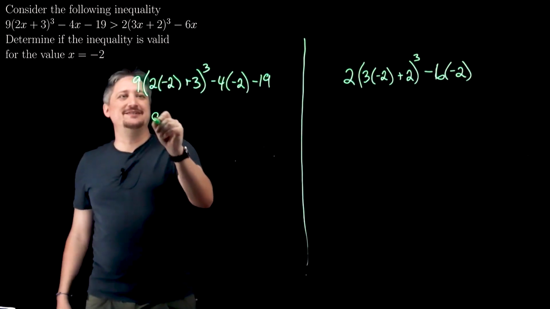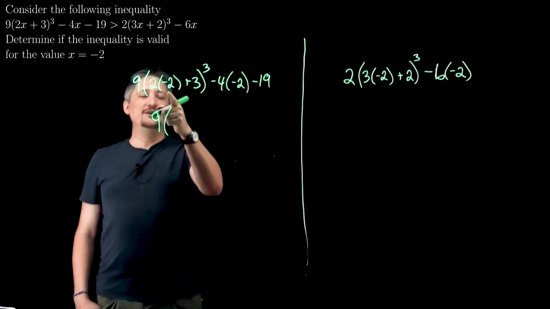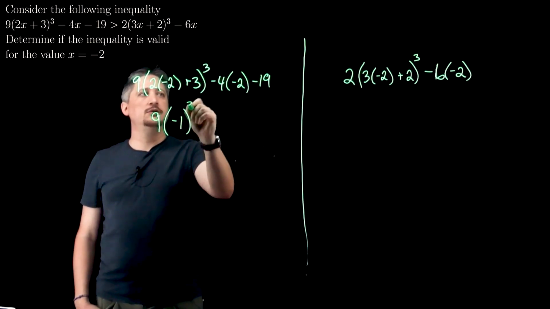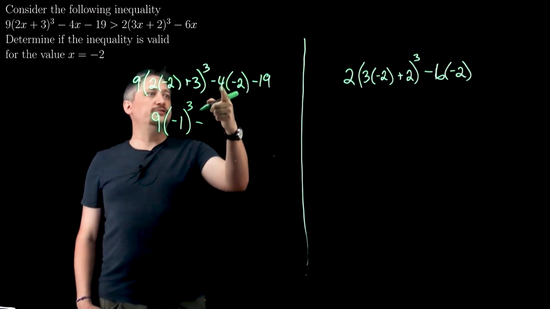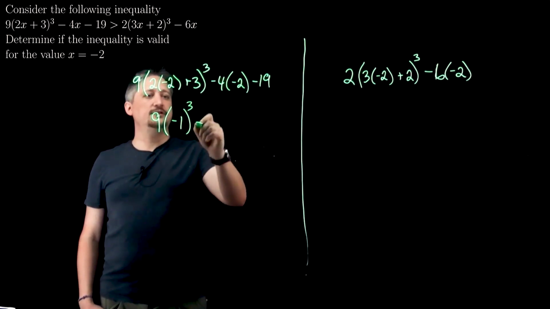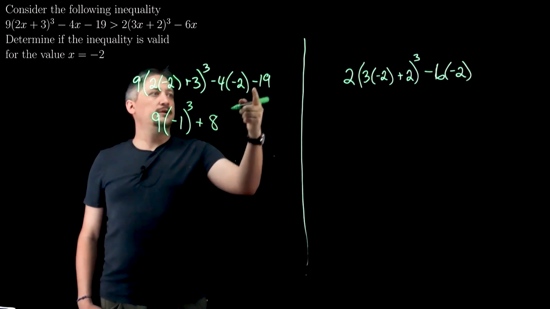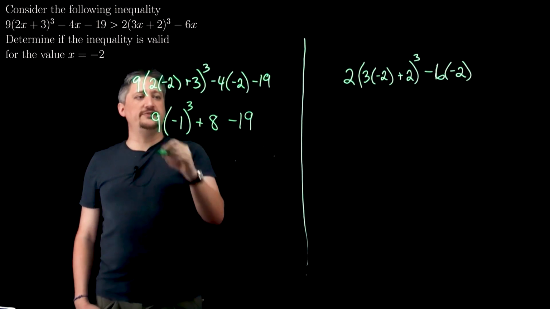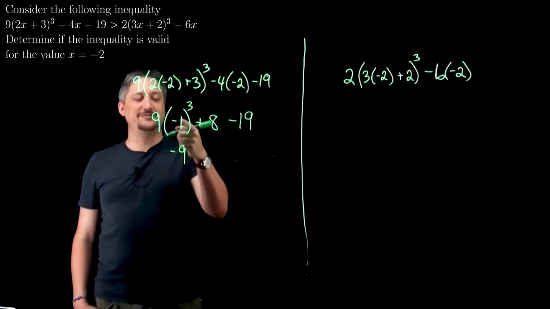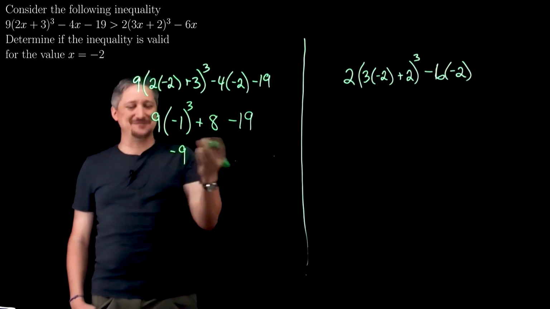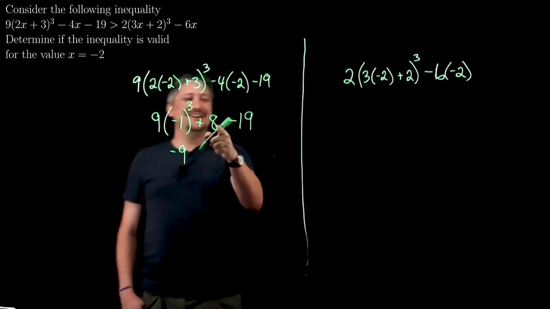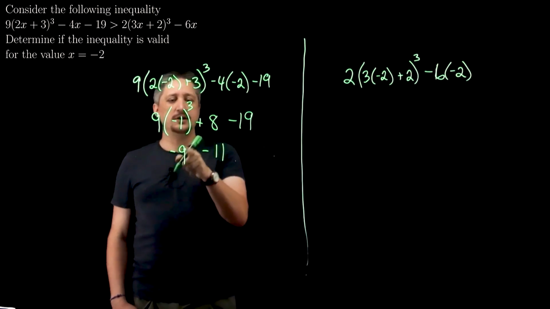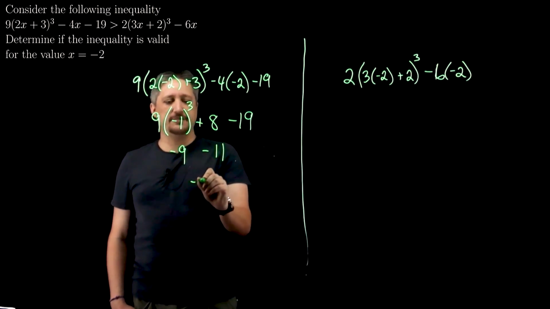So here I'm going to have 9 times. So that's 2 times -2 is -4 plus 3. So that's -1 cubed. Minus, so 4 times -2 is -8. So it's going to become a plus 8 minus 19. Here, -1 cubed is -9. Well, -1 cubed is -1 times 9 is -9, just to be clear. 8 minus 19, so that's going to be minus 11. Minus 9 minus 11, that's minus 20.